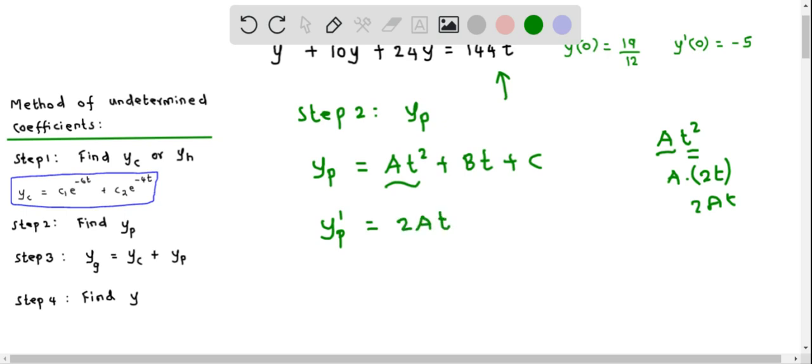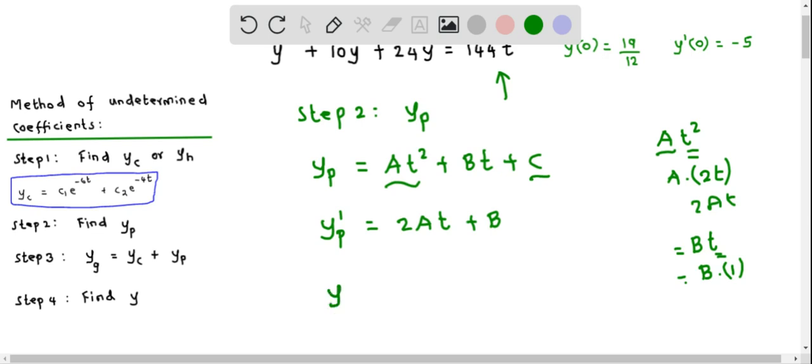This is the derivative of at squared, plus the derivative of bt. When you apply the constant multiple rule, we keep the b as it is, and the derivative of t is 1. So it's basically b times 1, which is b, and then the derivative of the constant c is 0. So yp prime, we get it as 2at plus b.